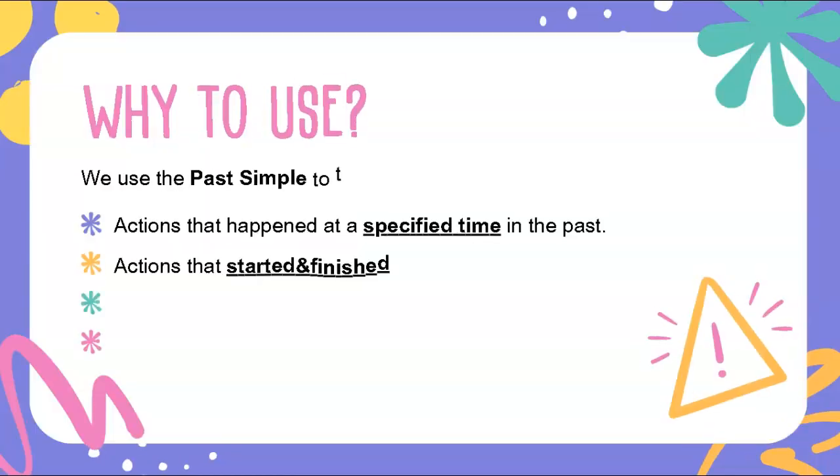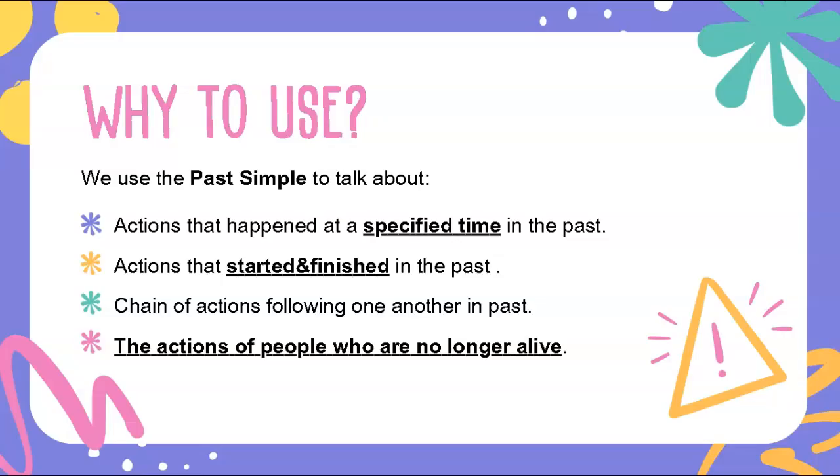And now we're going to continue with the past simple tense. So we are making differentiation between the two. We use the past simple tense again for 4 usages. And so the first one is for the actions that happened at a specified time in the past.